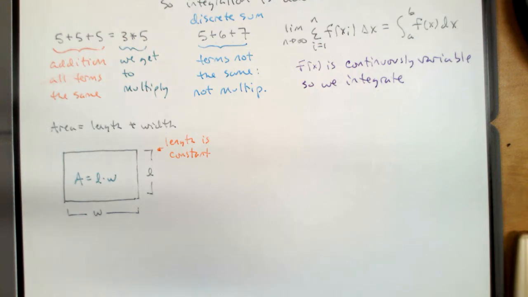Notice that every place along the width I pick, the length is always the same. That's where the length is constant. No matter what value of W I pick, no matter where along W I pick, the length is always the same.